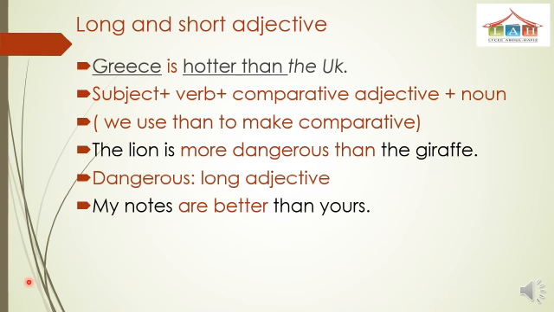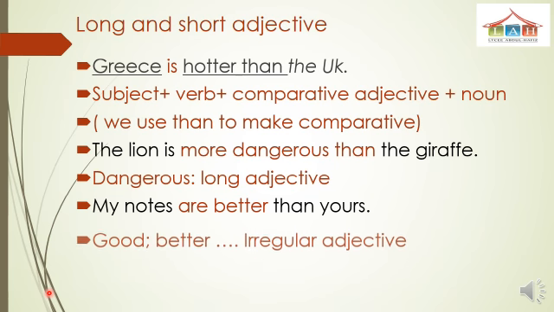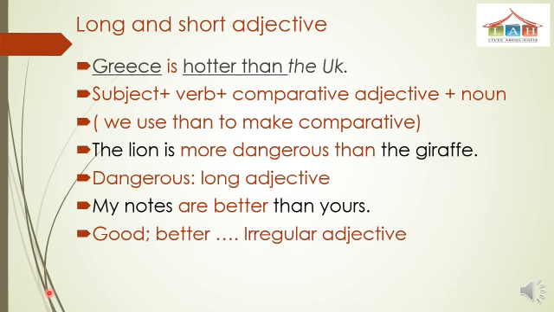And another example, my notes are better than yours. Better. Okay? What is the main form of better? Better is an irregular adjective. So the main form is good. Good is an irregular adjective. So in comparative we say better than. Okay? It's better than.